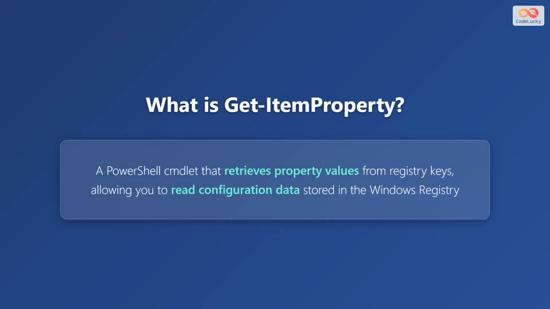Get-ItemProperty is a PowerShell Cmdlet that retrieves property values from registry keys. It allows you to read configuration data stored in the Windows Registry safely and efficiently. Think of it as a read-only tool that lets you view settings and values without risking any changes to your system. This makes it perfect for system administrators who need to check configuration settings or troubleshoot issues.